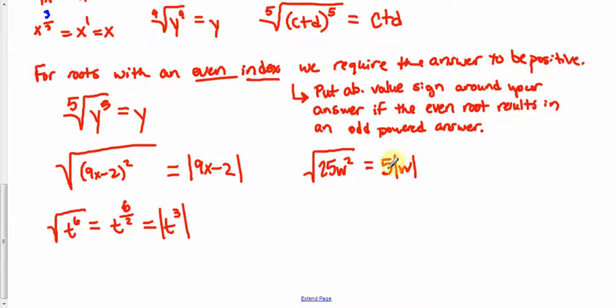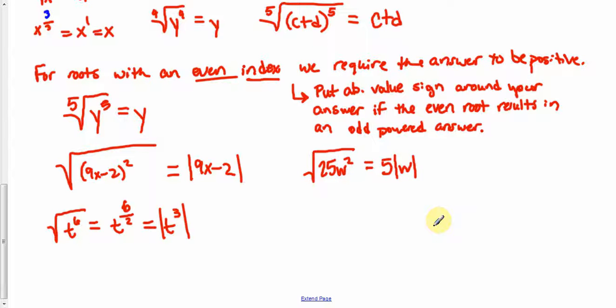It is. It's 5 times the absolute value of w. So if w were -1, then the answer to this would be 5 times the absolute value of -1, which is 1. So the answer to this would be 5. If it was 2, it would be 5 times 2, which is 10. Okay? I mean, you could throw anything in there.